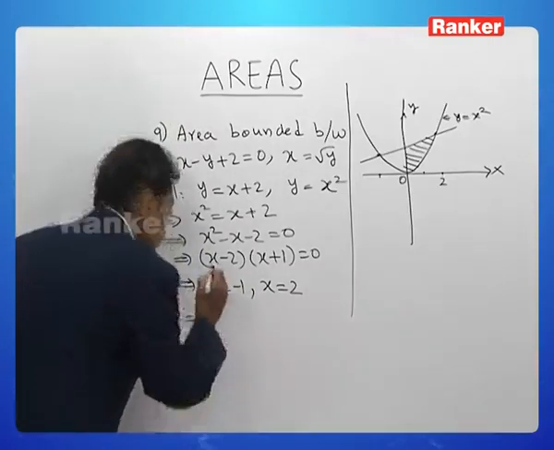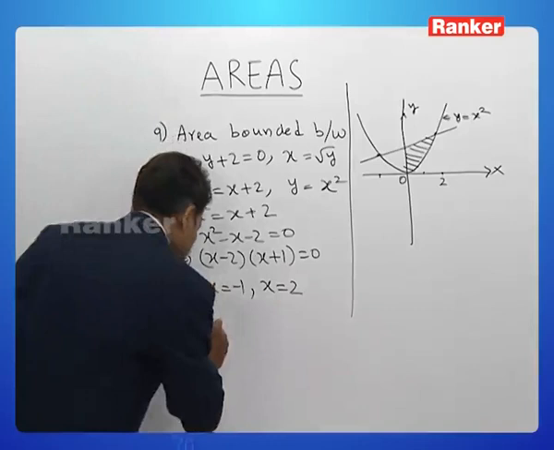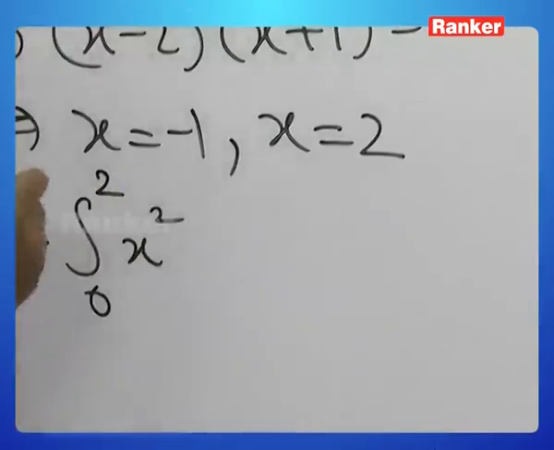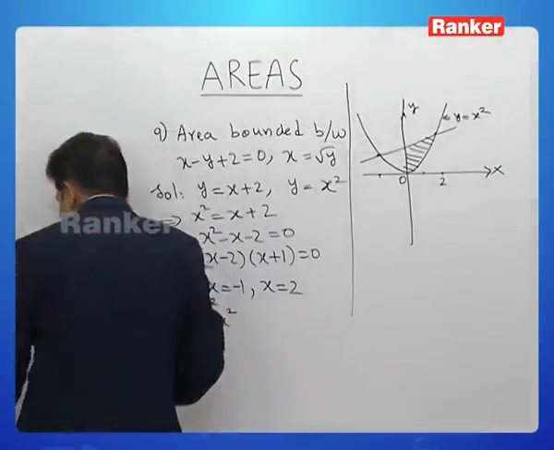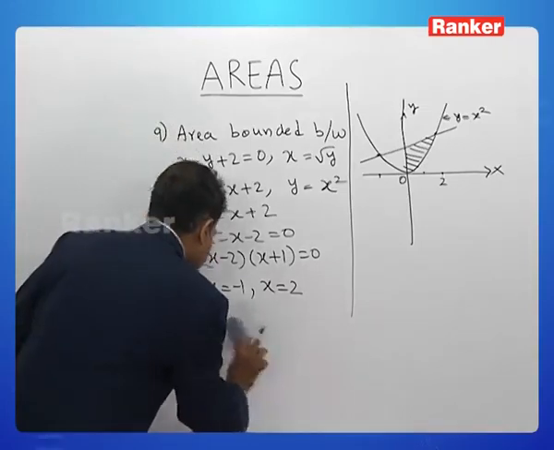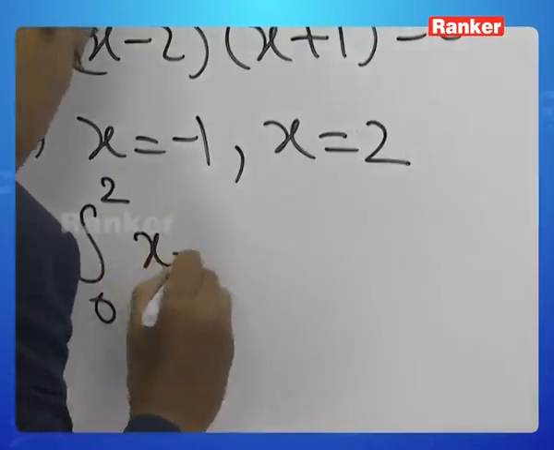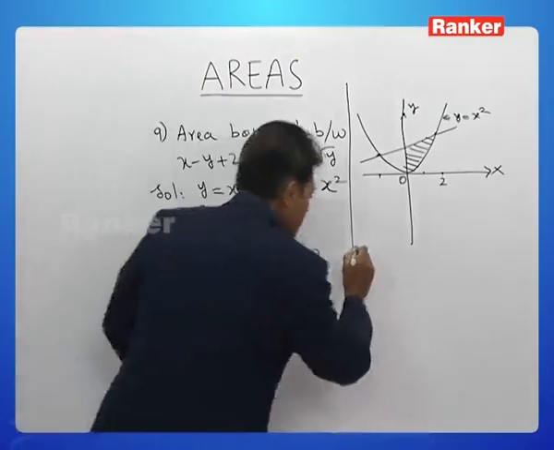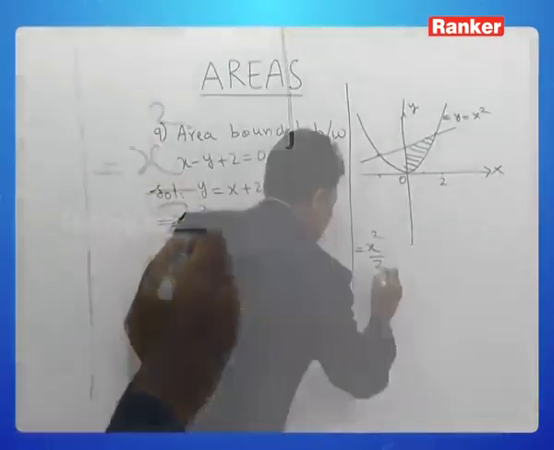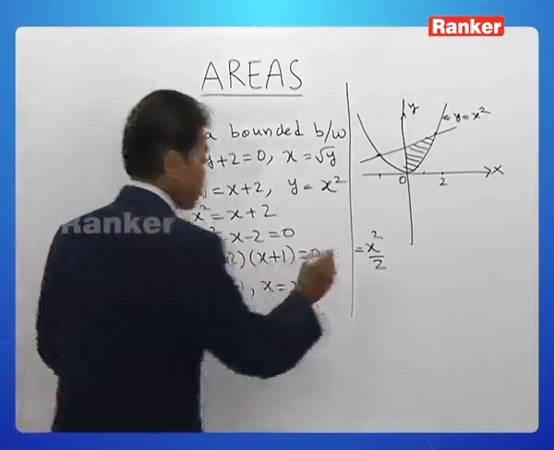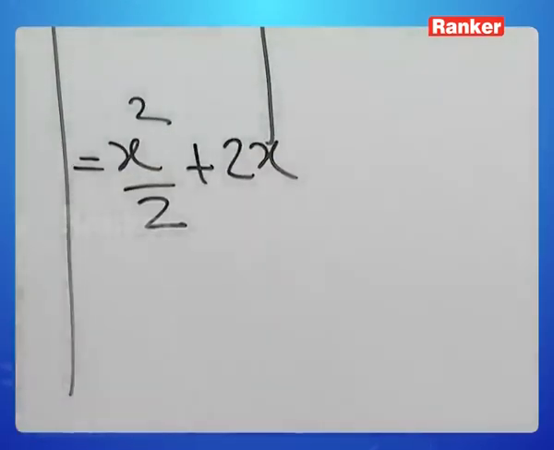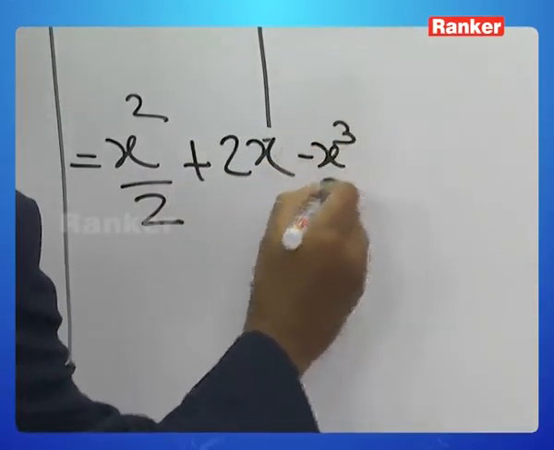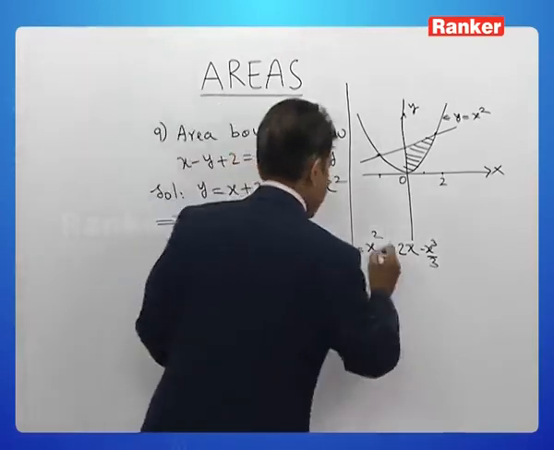Area, integration 0 to 2 and x square. So, line is upper. So, let us first take the line: x plus 2 minus x square dx. So, x integration is x square by 2, 2 integration is 2x and finally x square integration x cube by 3. Apply the limits 0 and 2.